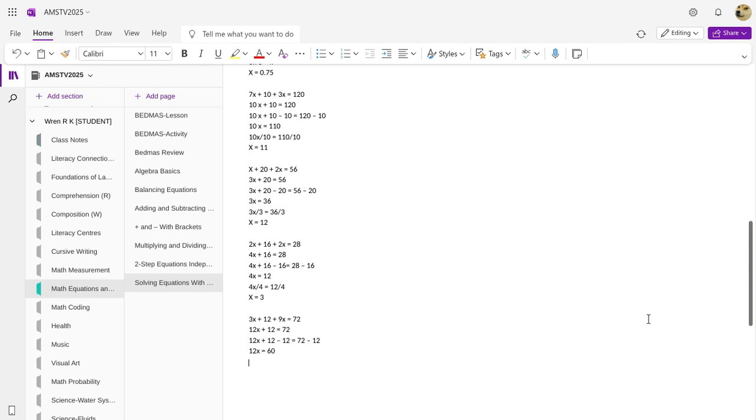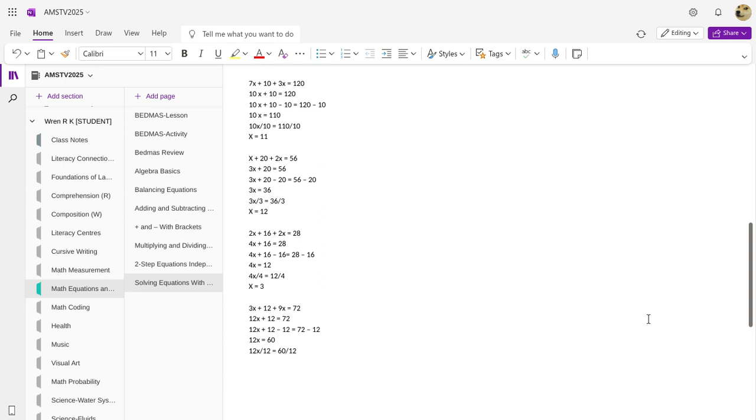You divide by 12. What can I cross out? This 12. I'm left with x equals 60 divided by 12, which is 5.